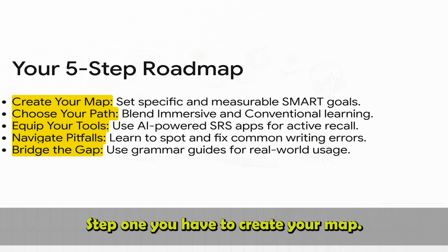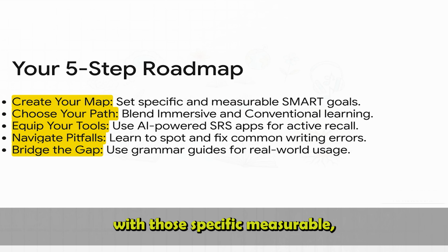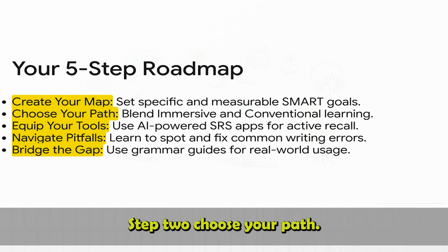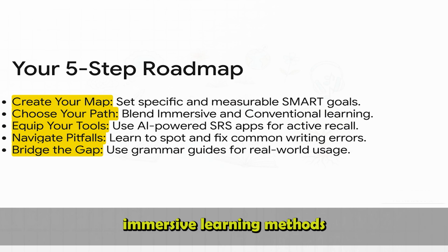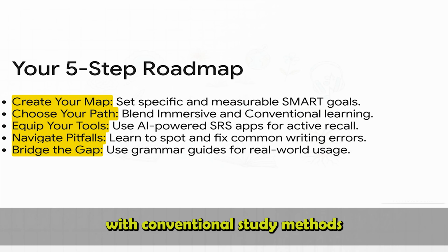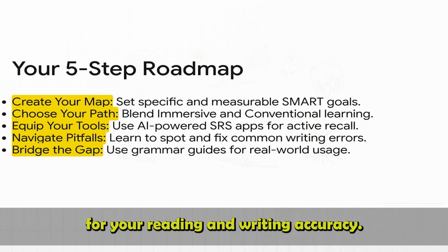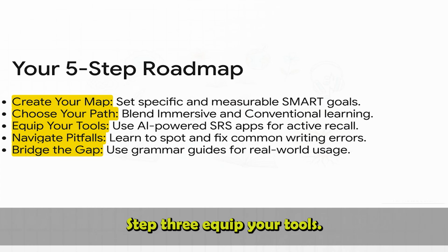Step 1, you have to create your map. Start with those specific, measurable, achievable, relevant, and time-bound SMART goals. Step 2, choose your path. You're going to strategically blend immersive learning methods for your speaking and listening skills with conventional study methods for your reading and writing accuracy. Step 3, equip your tools. You're going to use smart, science-based SRS apps that prioritize active recall and learning new vocabulary in full, contextual sentences.